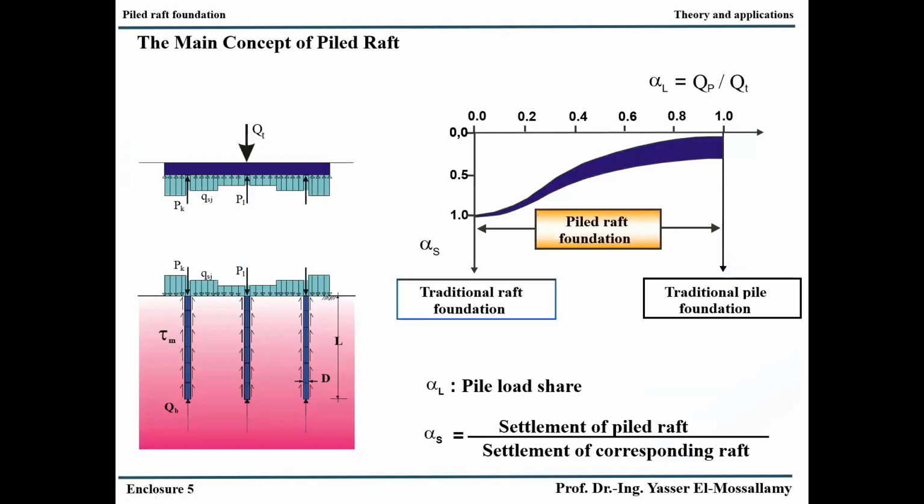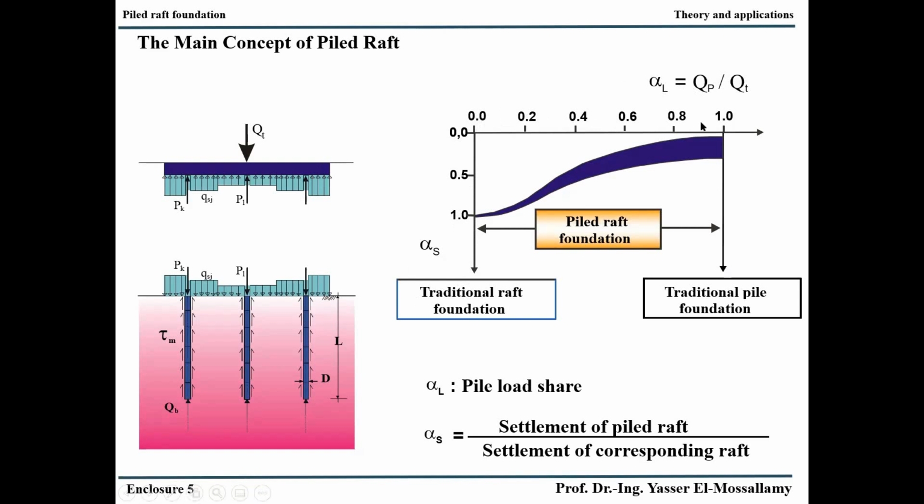The idea of Quadratic Foundation is very simple. We say if we have conventional raft foundation, then the total load of the superstructure QT and the load of the piles, in this case raft foundation, the load of the piles, is equal to 0. Then the factor alpha L will be equal to 0, and then we have conventional or traditional raft foundation, and we have maximum settlement. The settlement will be exactly equal to the settlement of the raft without piles.